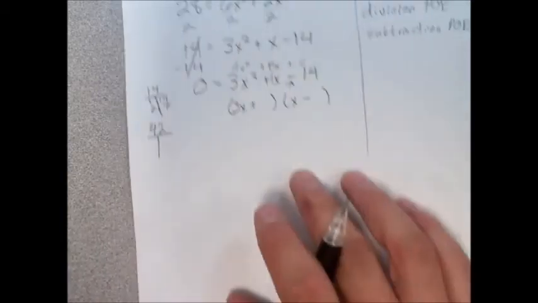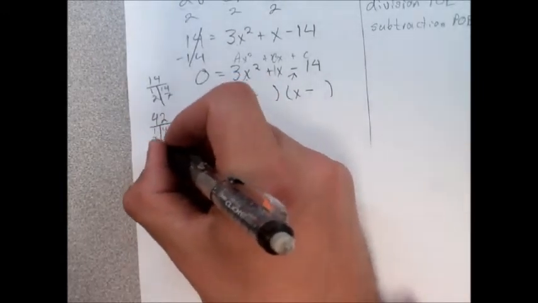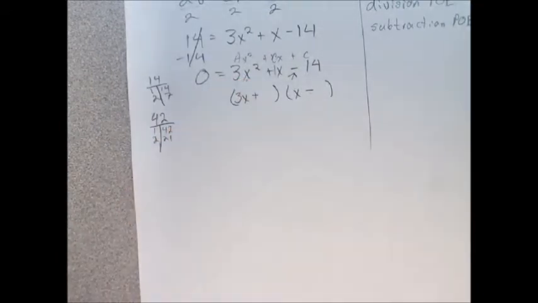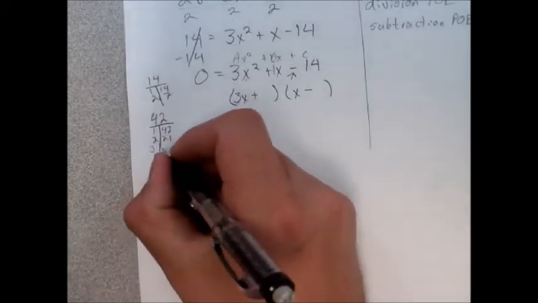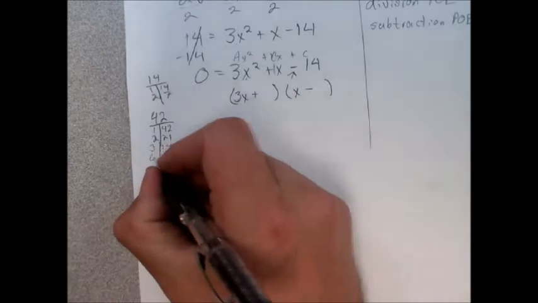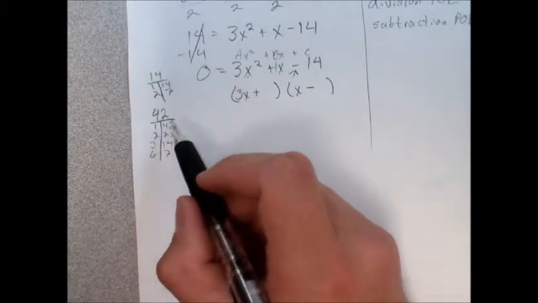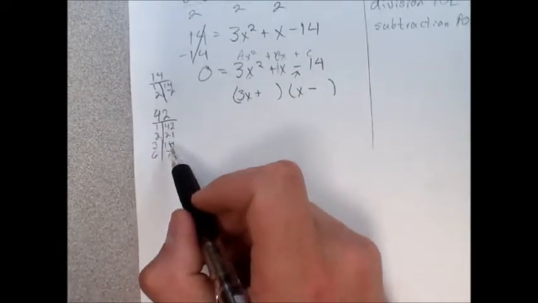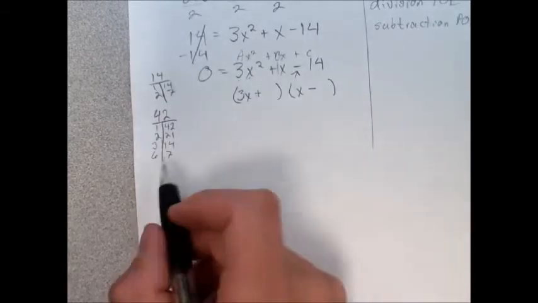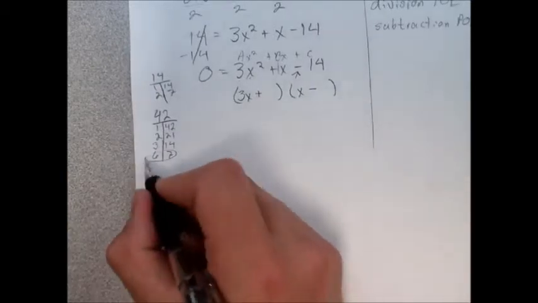So let's start thinking of factors of 42. 1 and 42, 2 and 21. Any others? 3 and 14, that one's obvious. What other factors of 42 are there? 6 and 7. Okay, now I'm looking for a difference, right? Different signs. So the difference between 1 and 42 is 41. The difference between 2 and 21 is 19. The difference between 3 and 14 is 11. And the difference between 6 and 7 is 1. So which one is going to give us B? 6 and 7. So this guy's the winner.